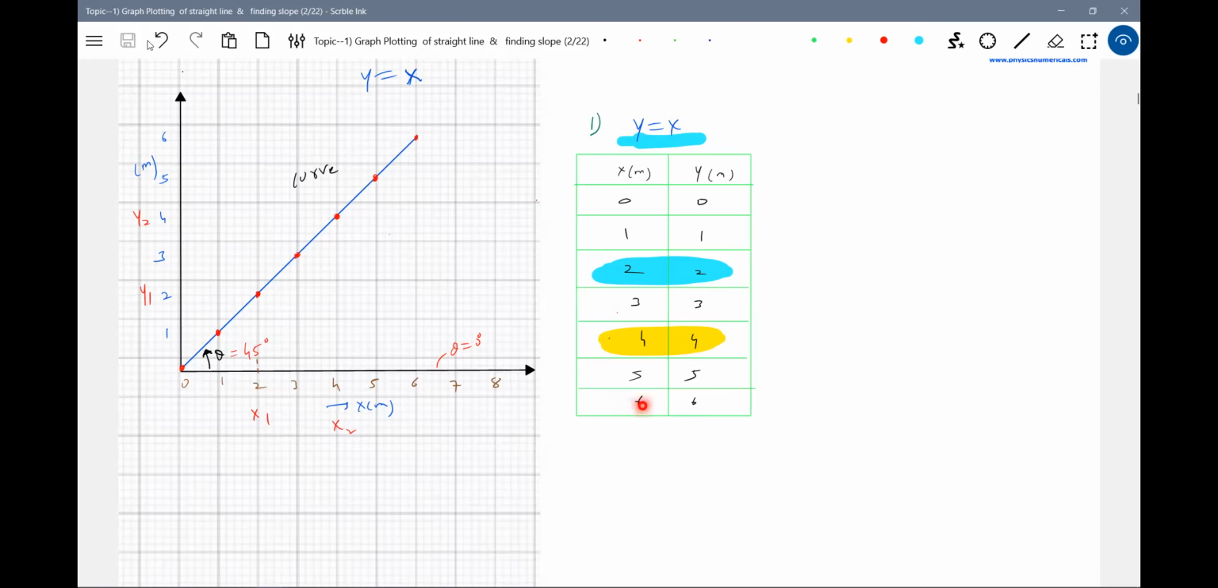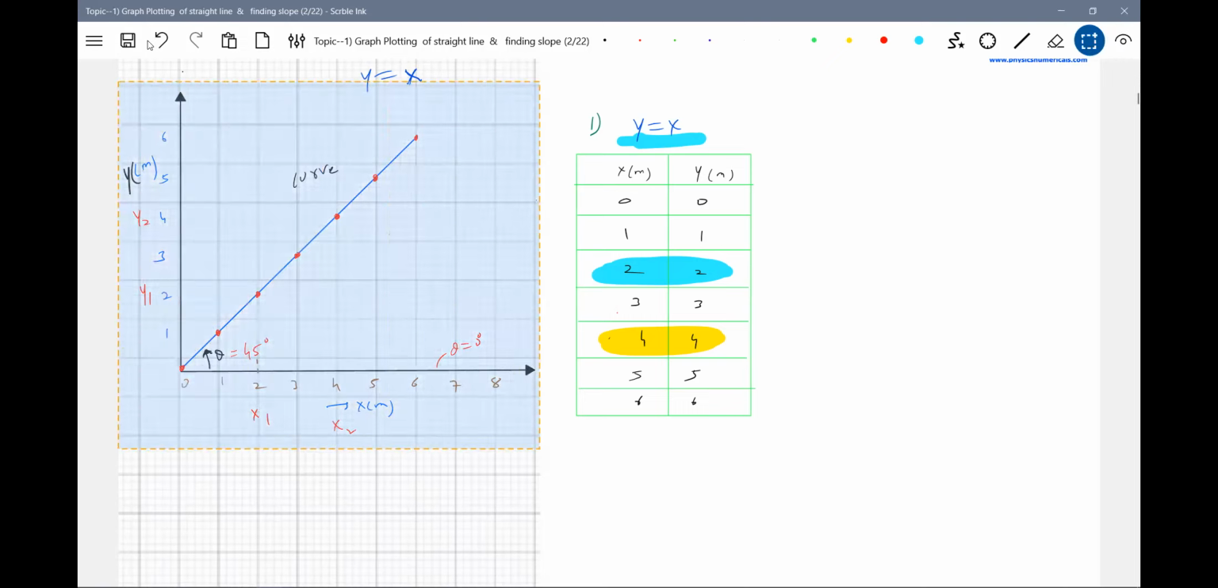0. What is the maximum value? 6. Similarly for y also. So on the graph, for 1 unit I'll take 1 centimeter. So this will be 1, 2. This is our origin. 1, 2, 3, 4, 5, 6, 7, 8. This is the x-axis. This is the y-axis, in centimeters. The y-axis also starts at 0. The graph is a little bit off in position, I'll adjust it.